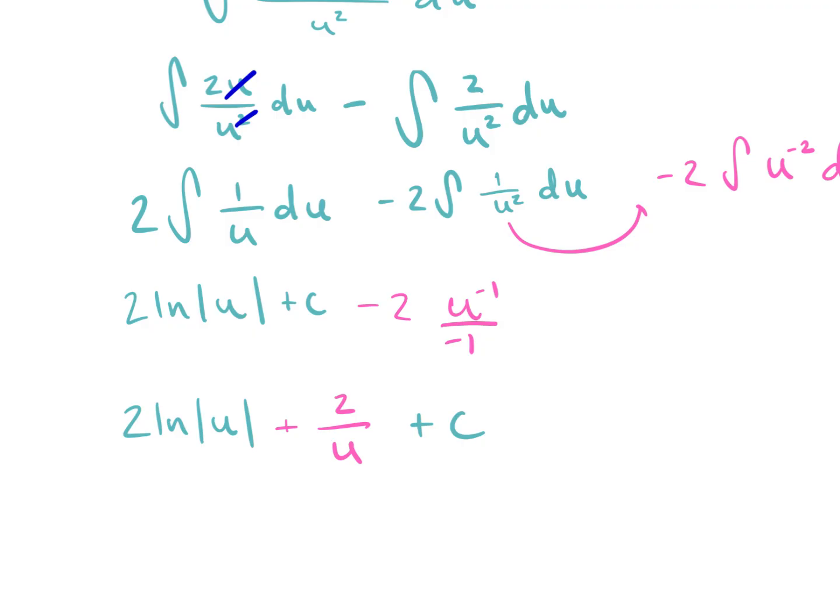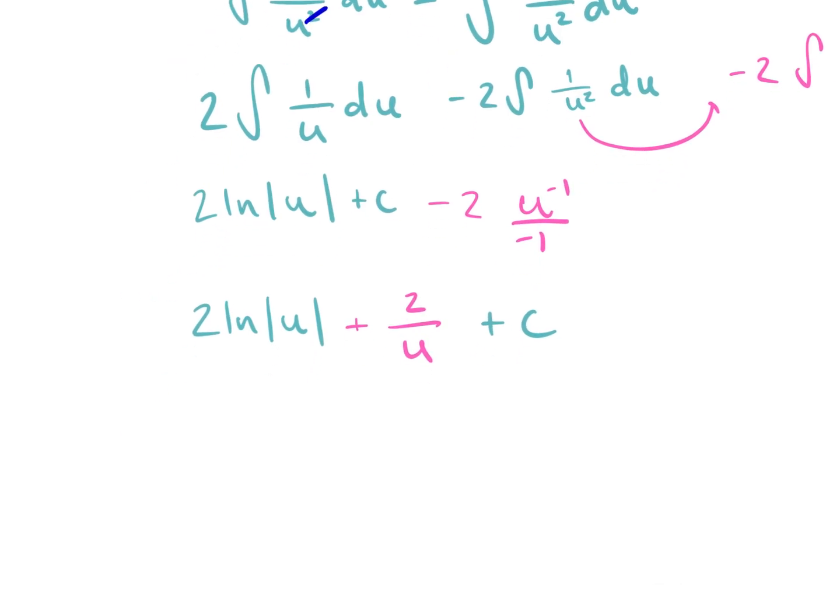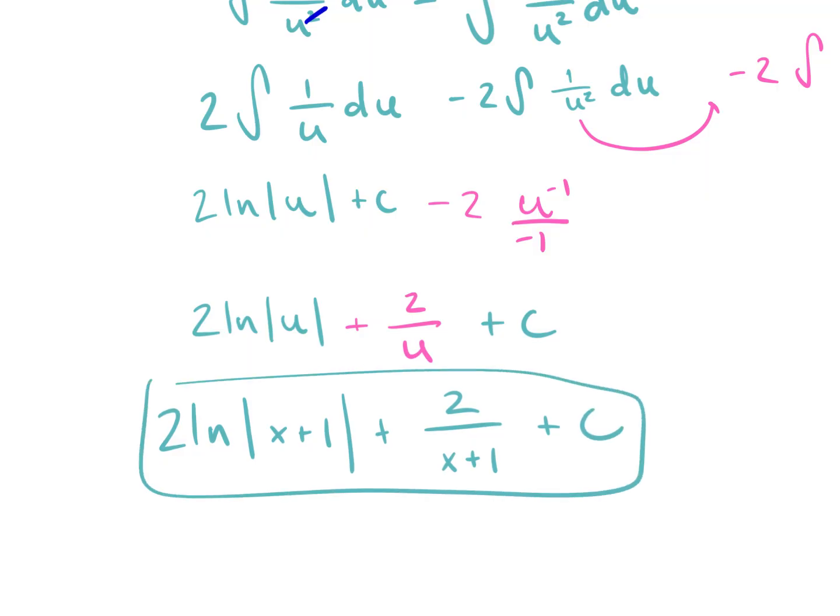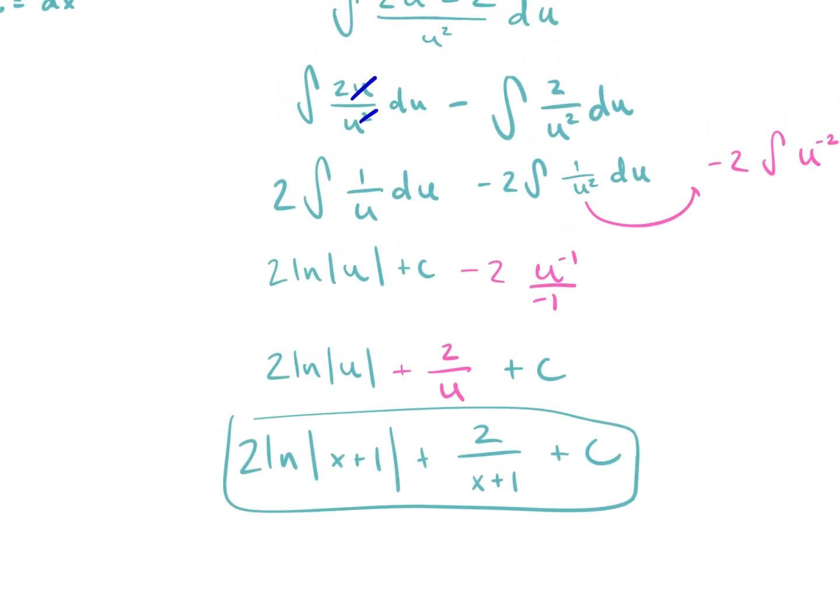Plug back in the x's. We're going to substitute the x's back into the u's. So we have 2 times the ln of the absolute value of x plus 1 plus 2 over x plus 1 plus c. So this would be our answer.